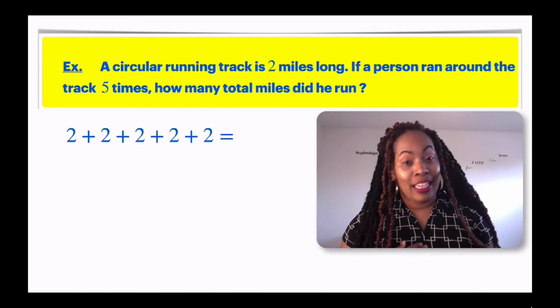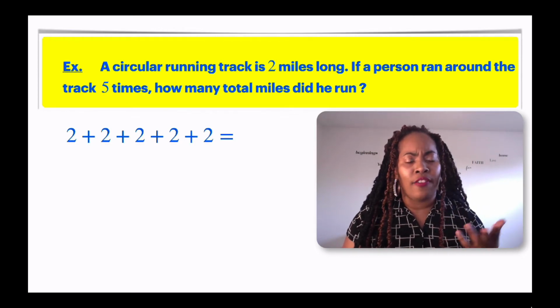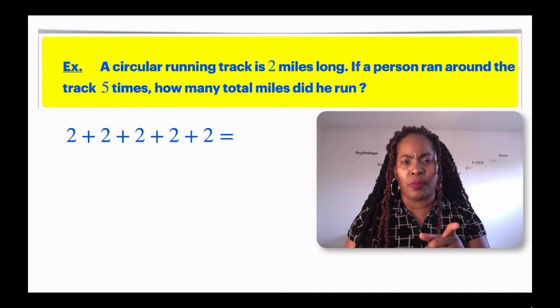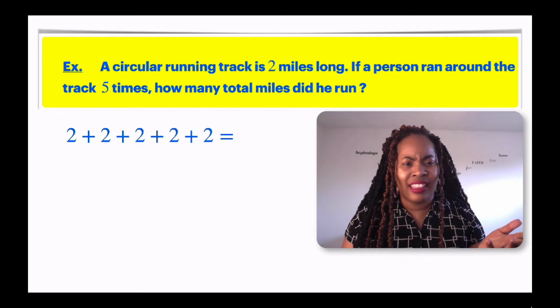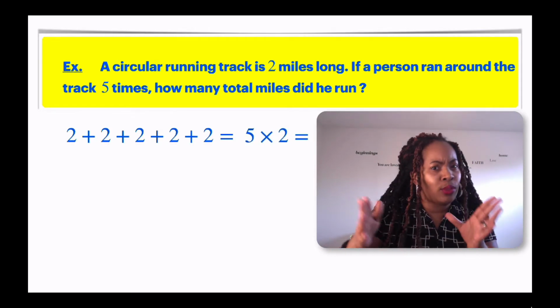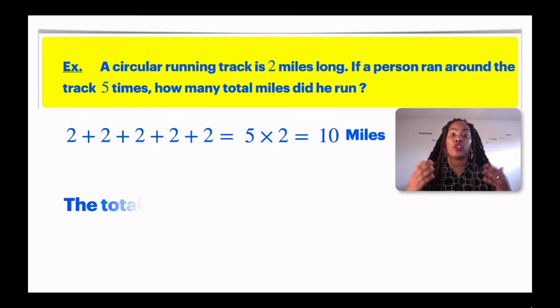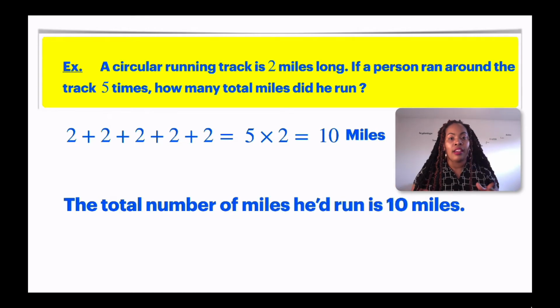Woo! He was running for days, right? So as he's run all these miles, if you think about it, 2 plus 2 plus 2 plus 2 plus 2, we really don't have to do that. That's really just saying that's 2, 5 times. So in other words, it's 5 times 2. That's multiplication. And 5 times 2, that's simple. That's 10. So to answer their question though, we're talking about miles. So he ran a total of 10 miles. You want to make sure that whenever you get these type of real world questions, that you give them that real world answer as well. So the total number of miles he ran is 10 miles.